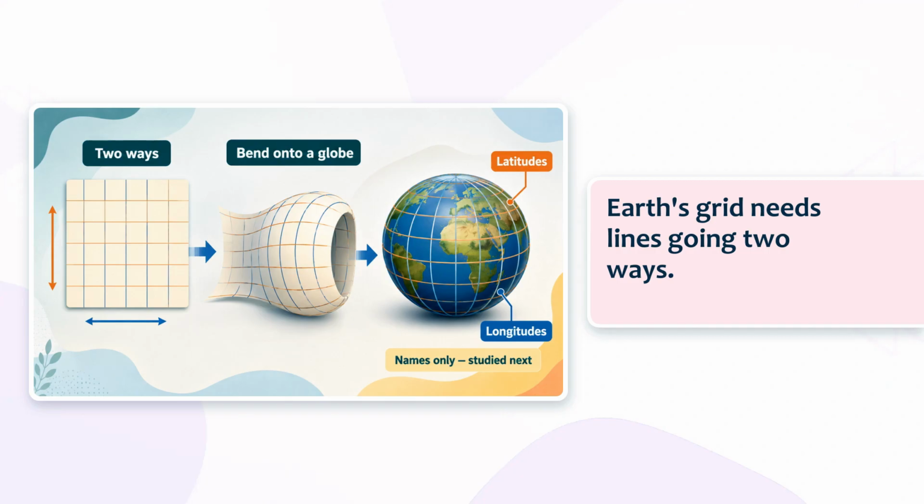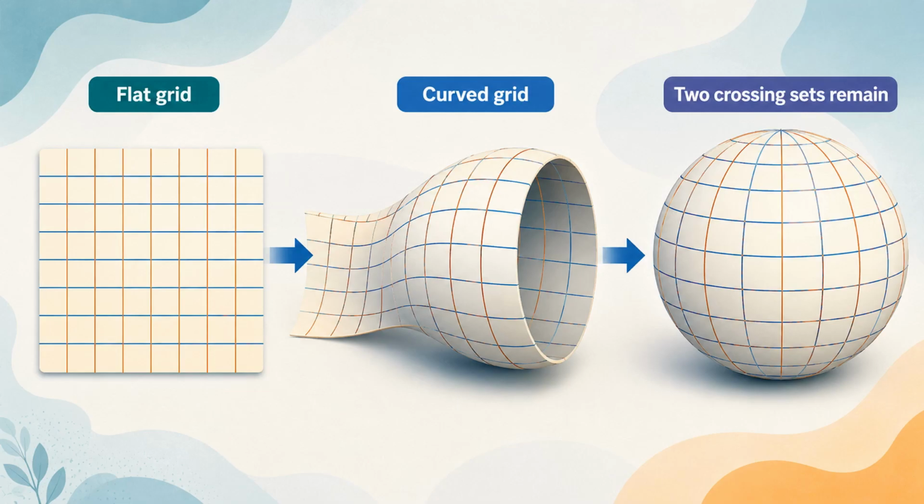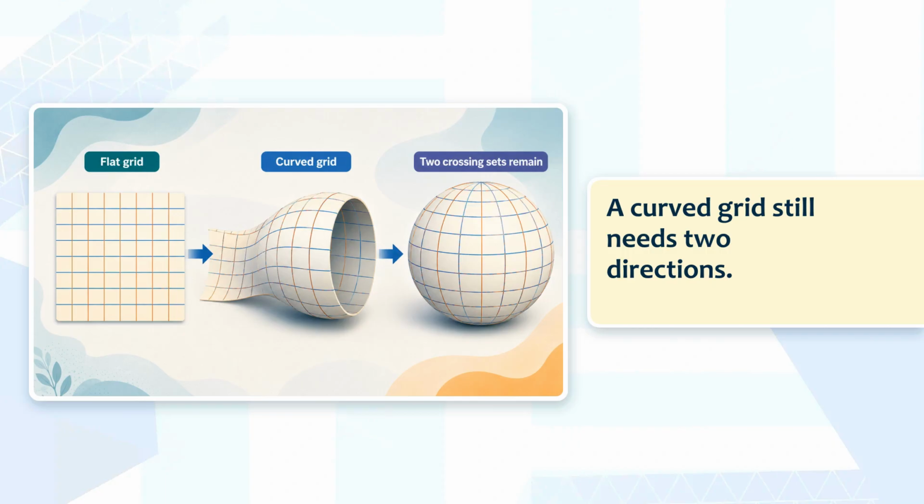Earth's grid needs lines going two ways. The two future line families are called latitudes and longitudes. One set of lines would leave many possible places along each line, just as one cinema row leaves many seats. A second crossing set narrows the location, even though the lines bend on a sphere. The same two-clue logic survives the change in shape.